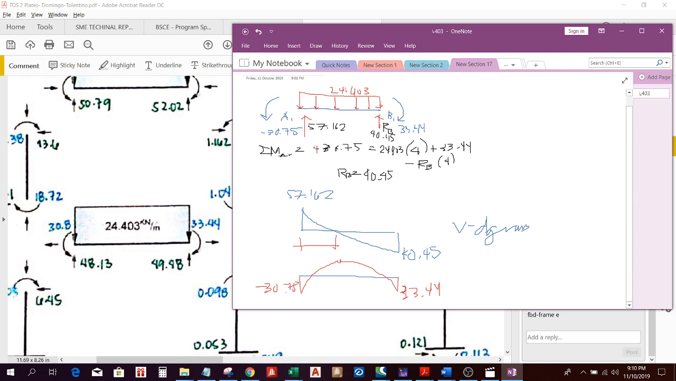This is positive because 24.403 is already resisting this 30.75. So they should have the same sign here. Because this is going counterclockwise, and this is going clockwise. So that means 30.75 minus 24.403 times 4 minus 33.44, divided by 4.